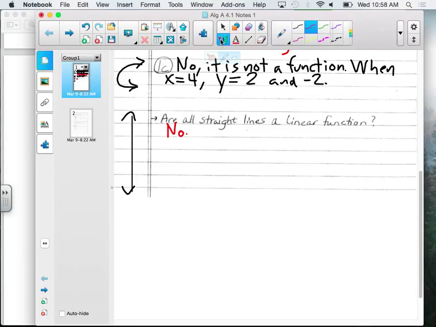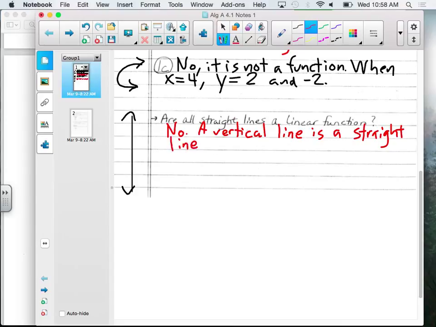A vertical line, even though it's straight, a straight line is a straight line, but the same x value has many different y values.